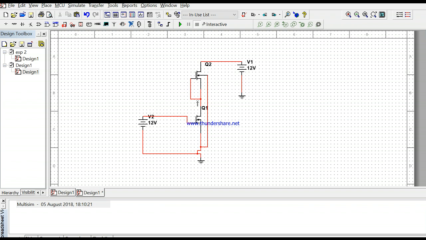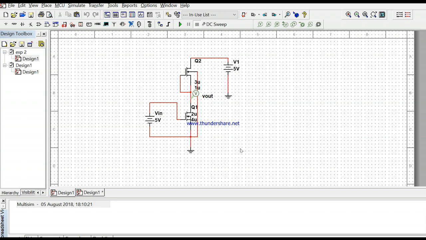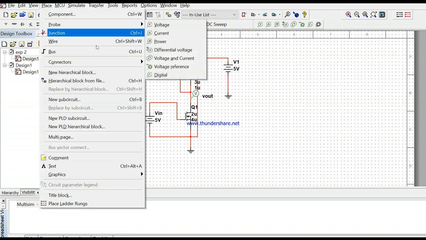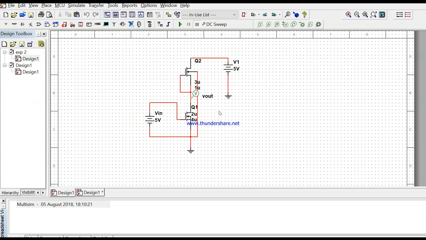So you will connect this circuit in this manner. I have connected it first. So this is the circuit which I have connected over here. In this circuit, we have taken a voltage probe, which we can get from place probe, and we can get the voltage probe over here. So I've joined the voltage probe over here.